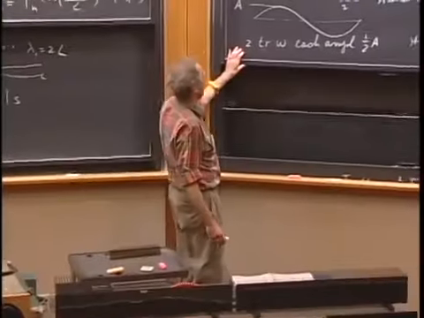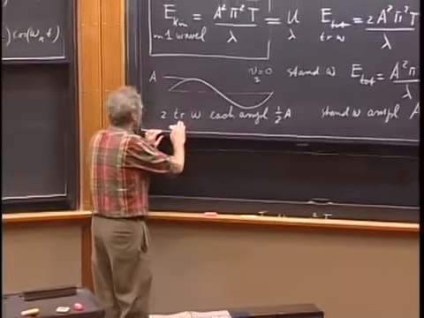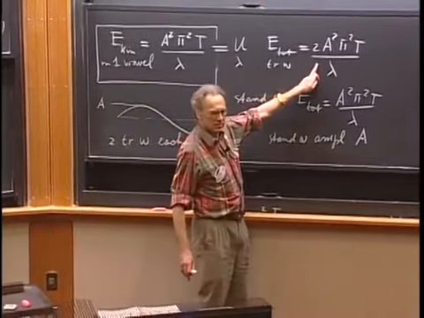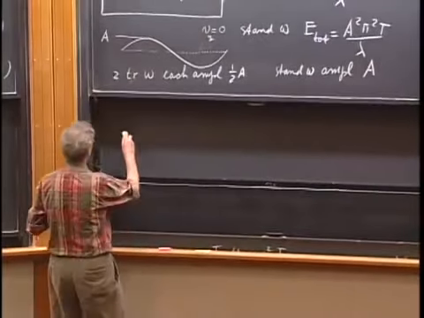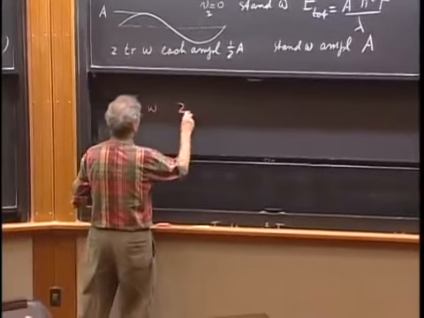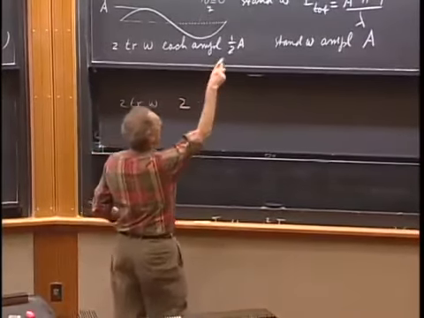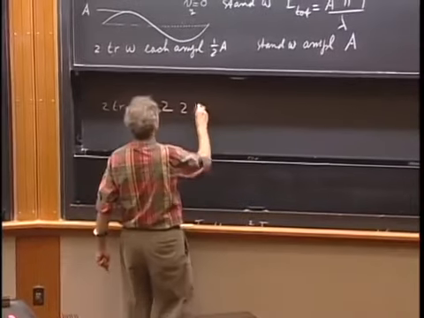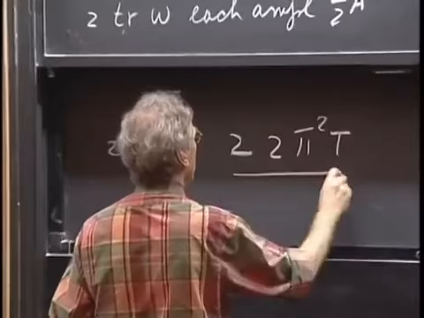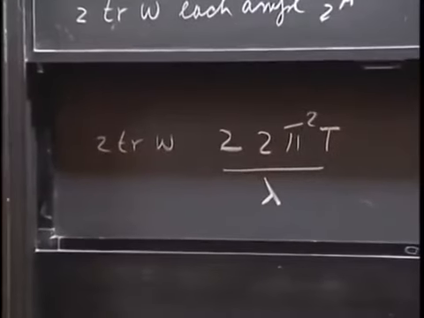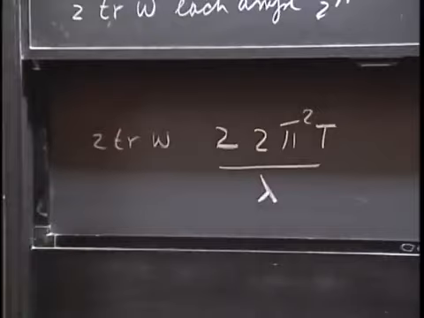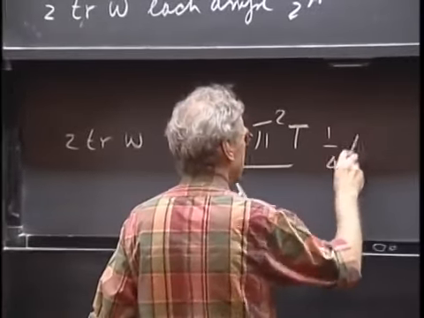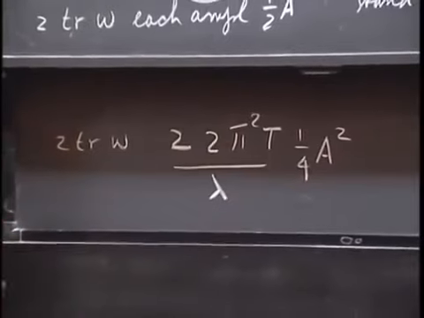Now, okay. We know that the total energy in a traveling wave is this. But we have two of them. So in two traveling waves, we have 2. Then we get that 2 there, that's non-negotiable. Then we get pi squared. Then we get T, and we divide by lambda. But the amplitude A that we have there is now 1/2 A. Is that too difficult? I give it an amplitude 1/2 A. So now I get 1/4 times A squared. So this is the energy in two traveling waves.